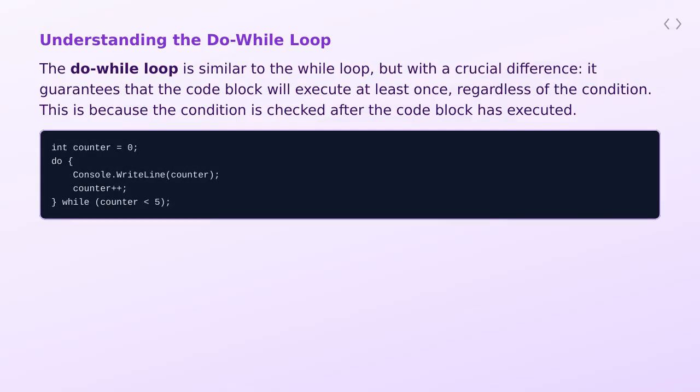Let's move on to understanding the do-while loop. The do-while loop is similar to the while loop, but with a crucial difference. It guarantees that the code block will execute at least once, regardless of the condition. This is because the condition is checked after the code block has executed. See the example on this slide. Pause if you want to study the details.